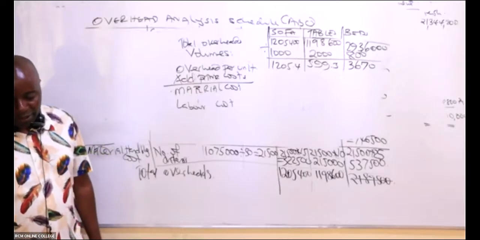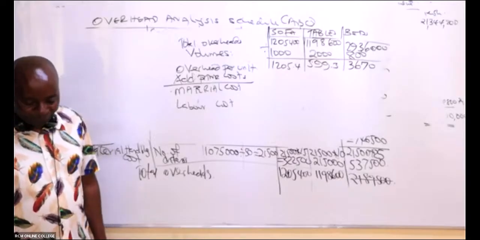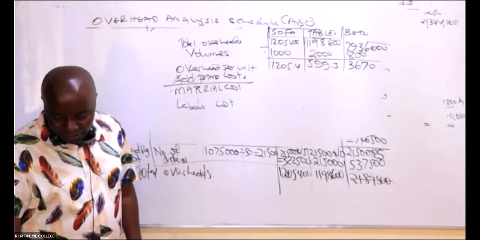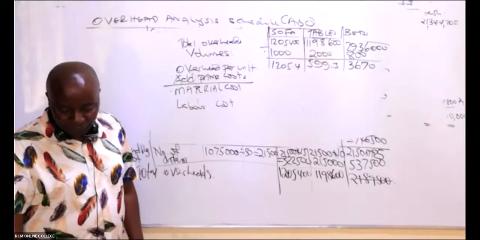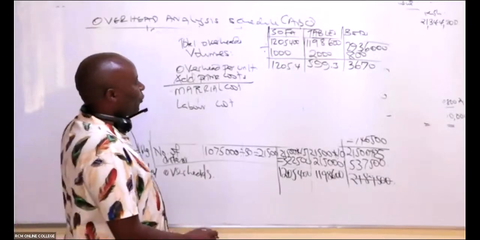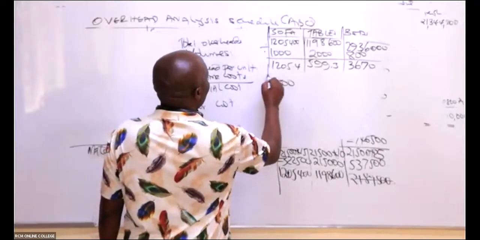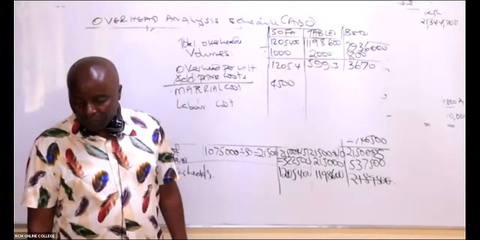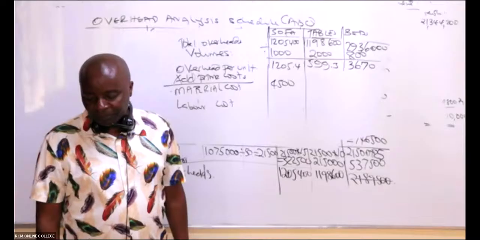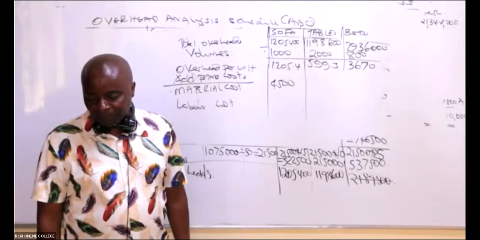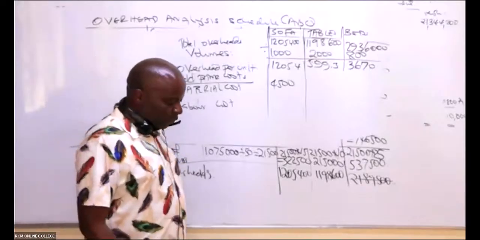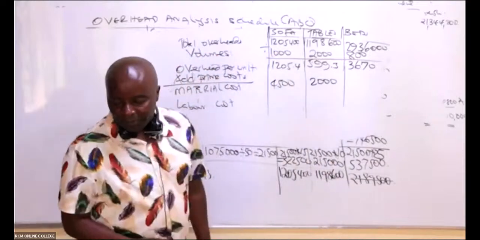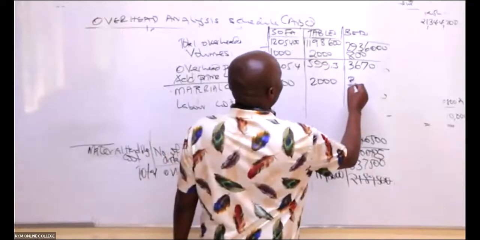Material cost for the sofa. Students are tired. Put 500 for the sofa material cost. Tables, 2,000, right? And then beds, 3,100. Thank you so much.